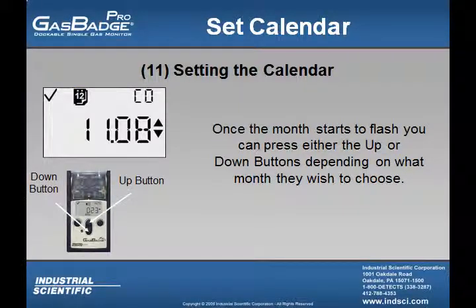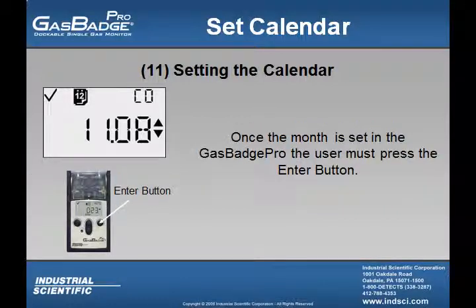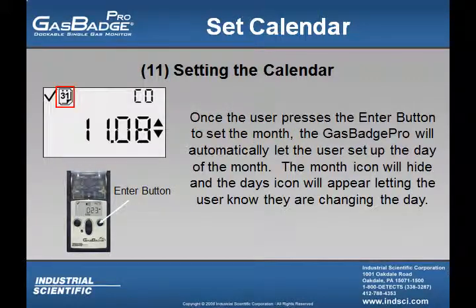Once the month starts to flash, the user can press either the up button or the down button depending on what they want the month to be. As soon as the month is set, they must now press the enter button and the month is saved in the instrument. Once the user presses the enter button, the month icon will hide and the days icon will reappear, letting the user know that they are now able to change what day of the month it is.